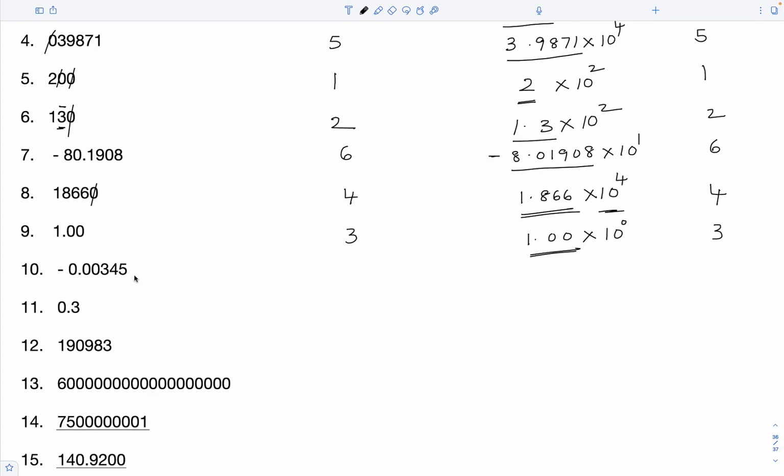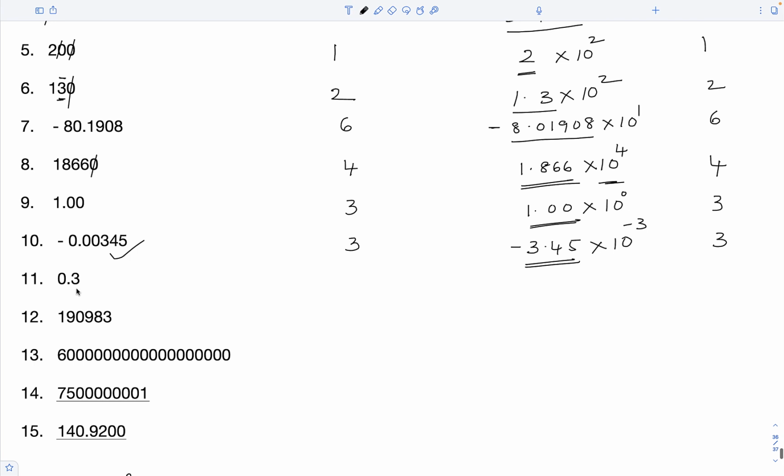Again, how many significant figures are there here? 1, 2, 3. And it can be written as minus 3.45 times 10 to the power of minus 3. Now when you multiply this with 10 to the power of minus 3, you have to move the decimal point by 3 places to the left. So that will give you back this number. And by looking at the significand, we know that there are 3 significant figures, and the number of digits in the significand is also 3.